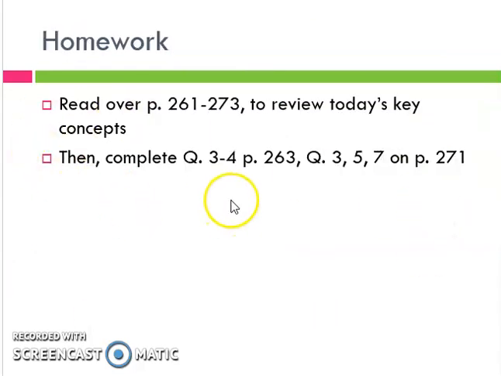So what I would suggest you do after you finish that graphic organizer is read over pages 261 to 273, particularly the definitions of the 6 types of land use. And it says complete questions 3 to 4 on page 263 and questions 3, 5, and 7 on page 271. So Mr. Tanev does generally take most of his questions for tests from the textbook. So I would take a look at those questions. If you're not necessarily going to answer them right now, I would jot those questions down on the back of my graphic organizer or on the next page of my graphic organizer.